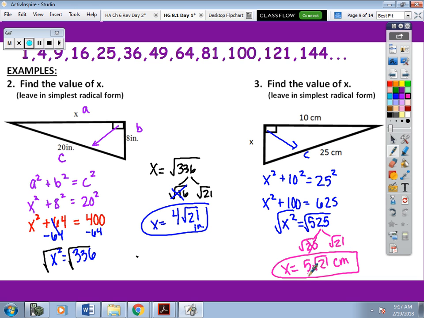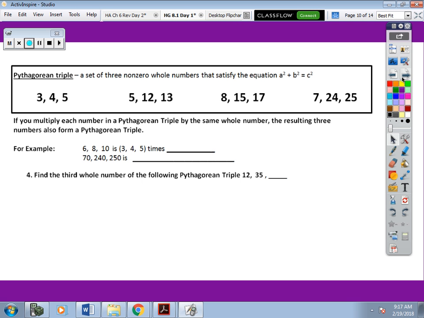All right, on the back, we're going to take a look at our Pythagorean triples, and then a bunch of mixed solving problems for side lengths in a right triangle. So Pythagorean triples, by definition, are a set of 3 non-zero whole numbers that satisfy the equation a squared plus b squared equals c squared. So they're numbers that, when squared and added together, get you the square of the other number.